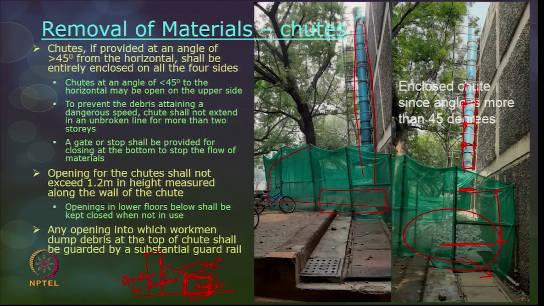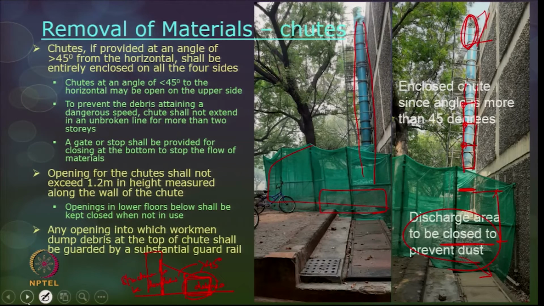An opening into which the workmen dump the debris, okay, which is this opening. So, this is primarily a parapet opening. So, this opening should have a proper guardrail, so that the workmen do not have a fall hazard. Whenever this particular opening is open and debris is coming in, all other openings on the levels below should be closed.